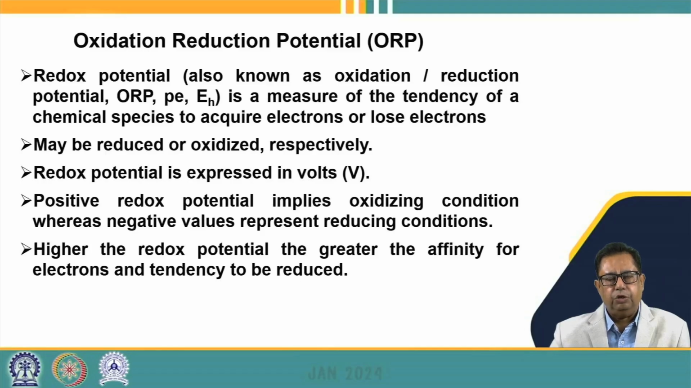Okay. So a positive redox potential means that oxidizing conditions are there, whereas negative values represent reducing conditions. For example, if we talk of water flowing where it is coming in contact with a lot of oxygen, it may have a positive redox potential. Whereas if we talk of wastewater in anaerobic conditions, you will find that a lot of negative values are reported when anaerobic degradation is taking place in the wastewater. Okay. So higher redox potential means that the compound has a higher affinity for electrons and a tendency to be reduced in this case.